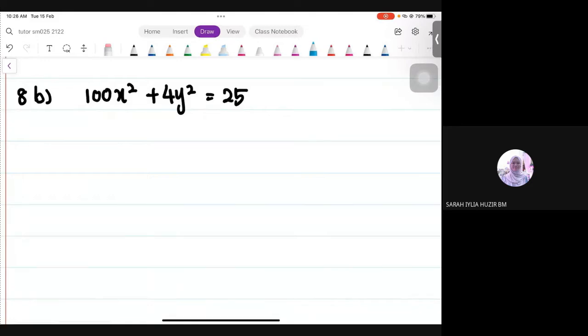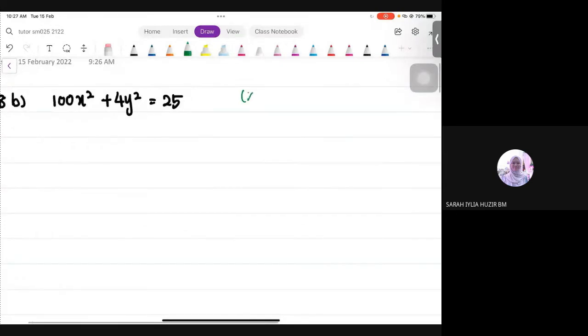Alright. So, problem number 1. In order to determine all the coordinates, make sure your ellipse must be in standard form. Equation of ellipse must be in a standard form. So, what is standard form for equation of ellipse? It must be (x minus h) squared over a squared plus (y minus k) squared over b squared equal to 1. Itu bentuk dia. Fix. Sentiasa macam tu. So if we compare with our question, we have 100x squared plus 4y squared equal to 25. That is obviously not a standard form.